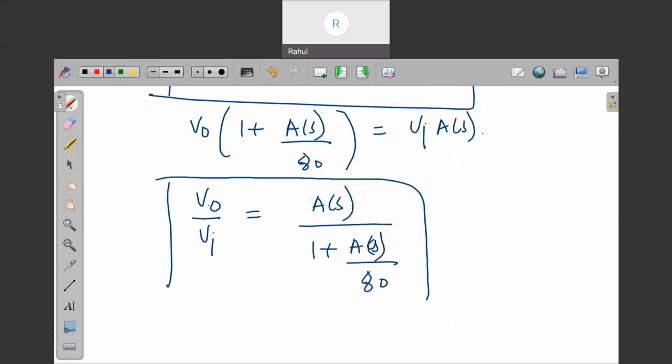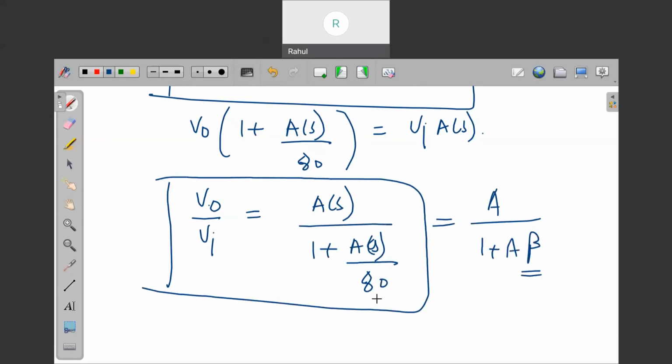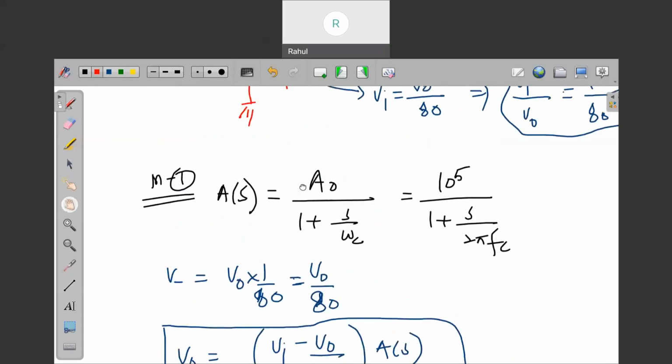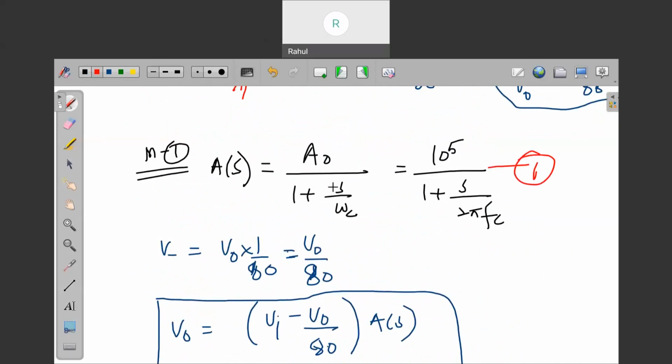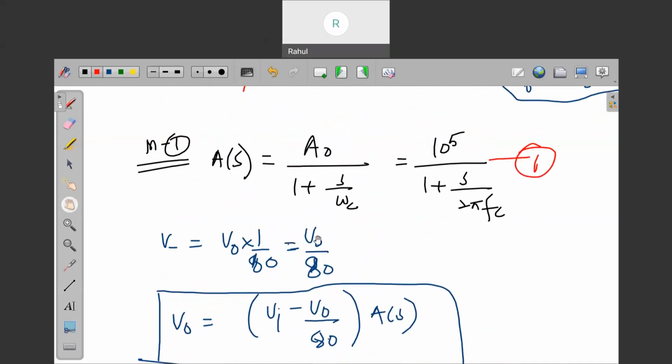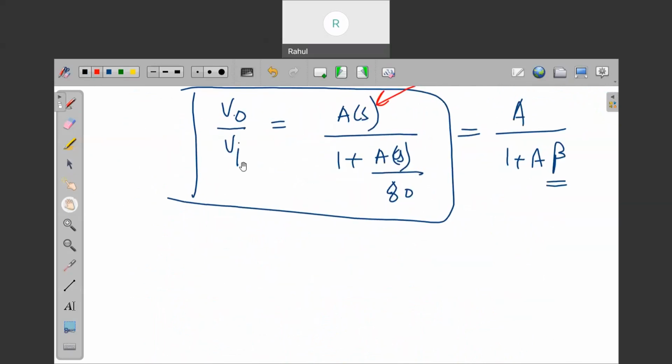This is a closed loop gain, so it can also be written as A upon 1 plus A beta. Beta is 1 by 80, and this is A of S. Here the gain is a function of frequency. So now you can plug back this A of S. What is A of S here? This is equation number 1. So from equation number 1, you can plug in everything here.